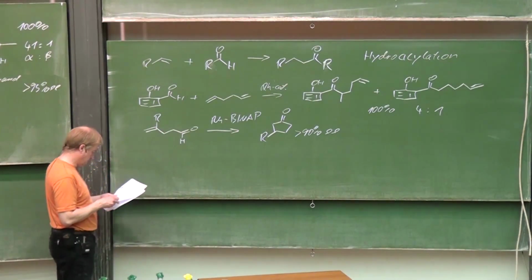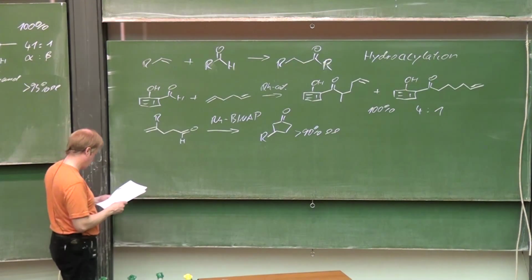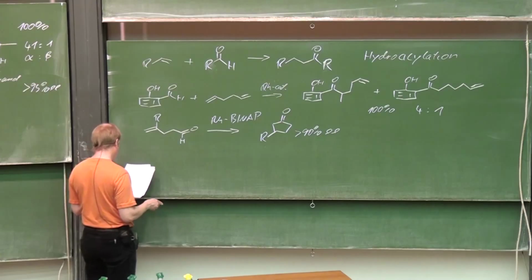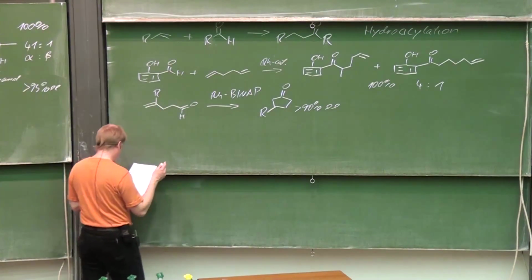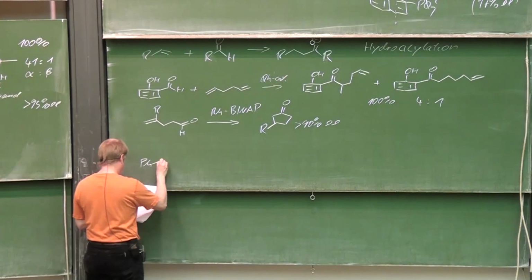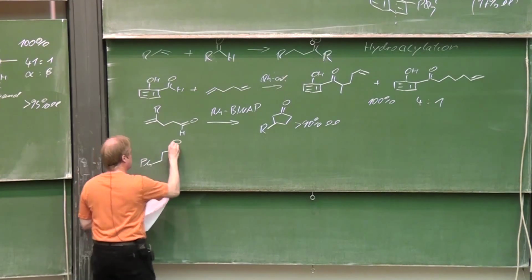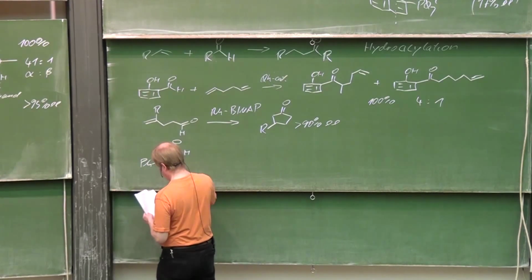Two more examples for the hydroacylation. Those were not performed enantioselectively, but are nevertheless highly interesting because medium-sized rings are produced.